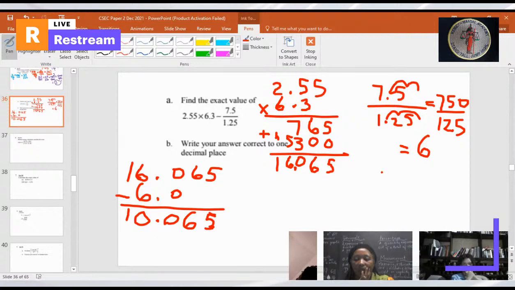Part B says write your answer correct to one decimal place. So we're going to see if we can round up or down. Since 6 is greater than 5, we're going to round up. So we're rounding right here, 1 decimal place, right? Yes, miss. So we're going to add 1 to the 0. So it's going to give us 10.1. Okay, that's our answer. Yes, miss. Thank you, ma'am. You're welcome, miss.